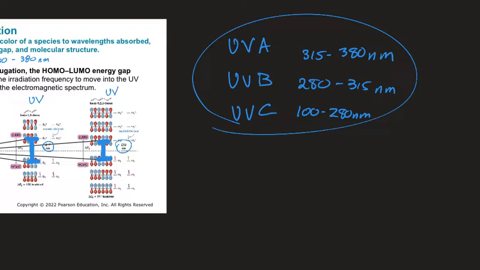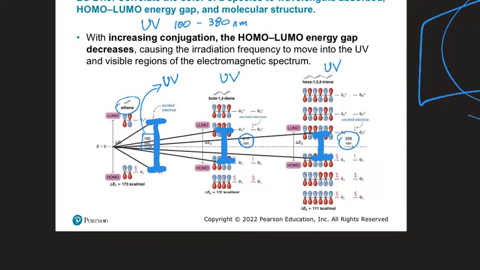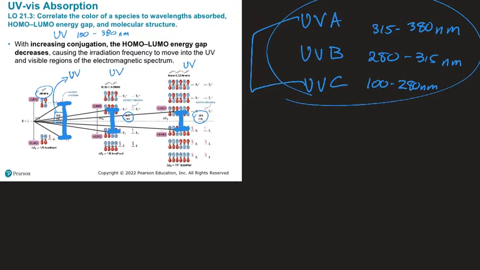You'll see UVA, UVB, UVC spectrum being blocked. You'd want something that blocks the whole spectrum because obviously UV light is destructive towards us. And you can see ethene, buta-1,3-diene, and hexa-1,3,5-triene all absorb light in the UV spectrum. Ethene, because it's at 165, would absorb light in the UVC spectrum.